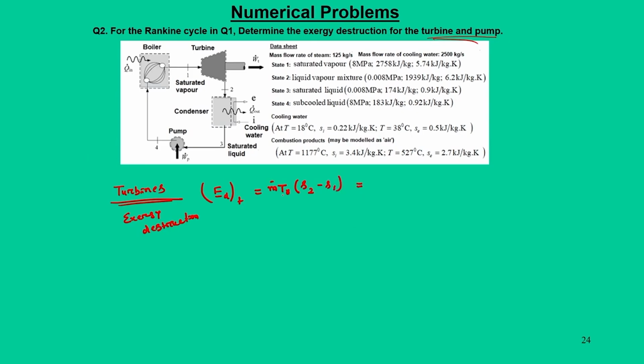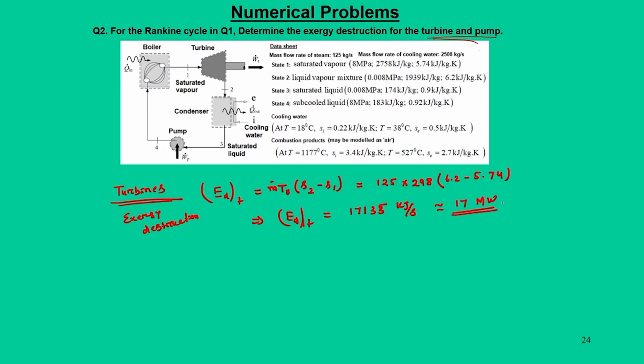So, for S2 minus S1, m dot is 125, T0 is 298, and S2 minus S1 is 6.2 minus 5.74. This will give you the exergy carried by the fluid in the turbine, or the exergy destruction in the turbine, as 17135 kilojoule per second. So, approximately 17 megawatt.